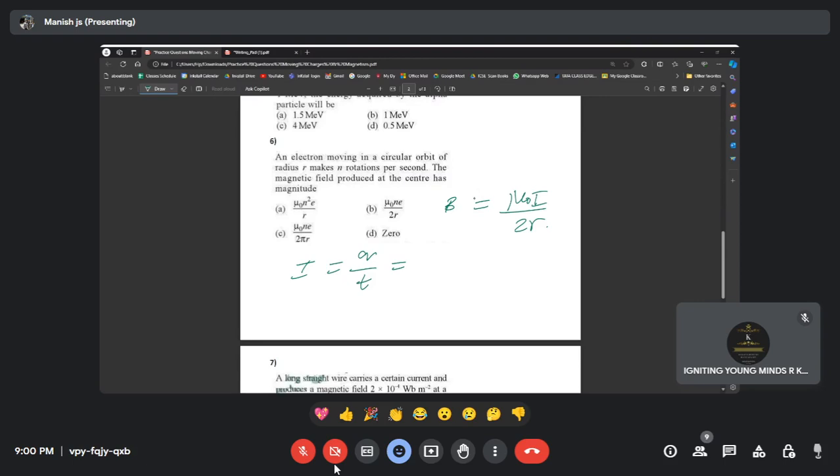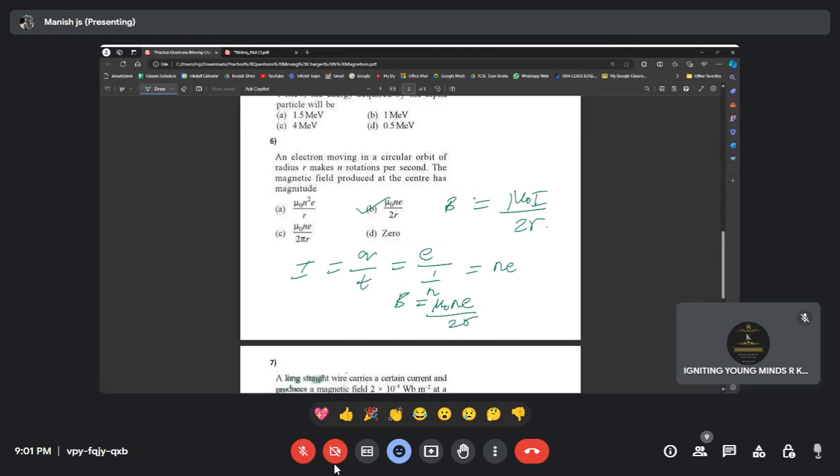Here, what is Q? Electron, which means it is going to be e. So e upon time. Time I am expressing in terms of this frequency also, so it is nothing but 1 by n. So I am writing it as 1 by n. Go and substitute, n will get reciprocal. So what will be the final expression? You will get B is equal to mu naught n e upon 2R. That's it. So answer is option B in this case. So please keep this in mind.